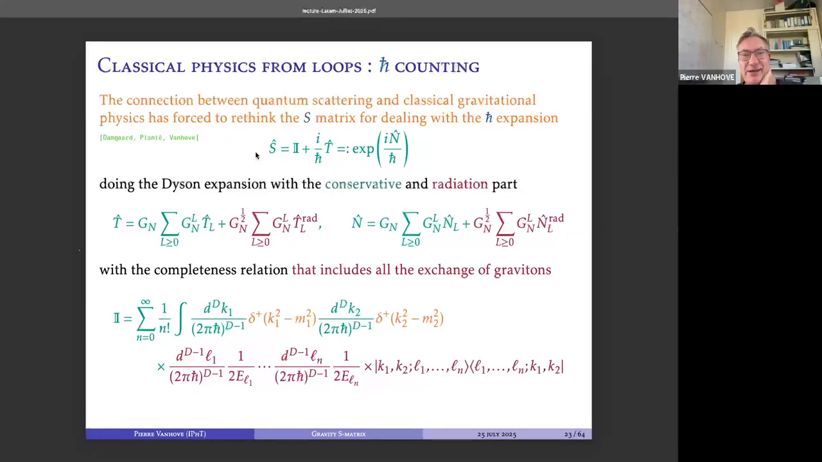So, I have described something about this scattering of this scalar field and the S matrix. So the S matrix is the identity matrix plus the scattering matrix. So this is what you see in quantum field theory.